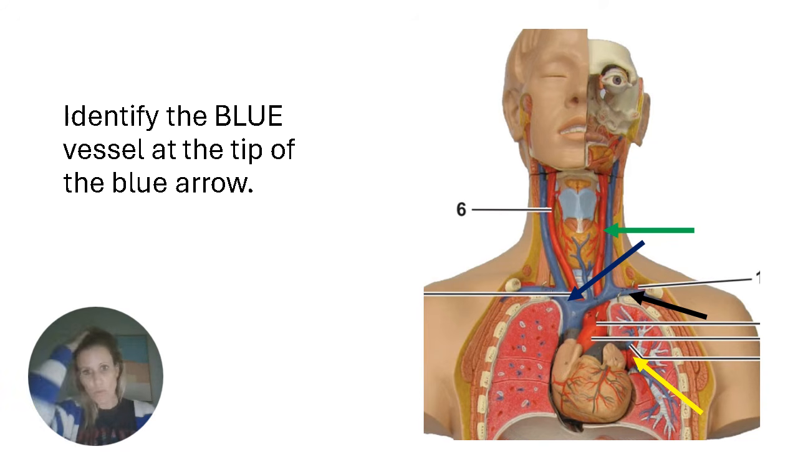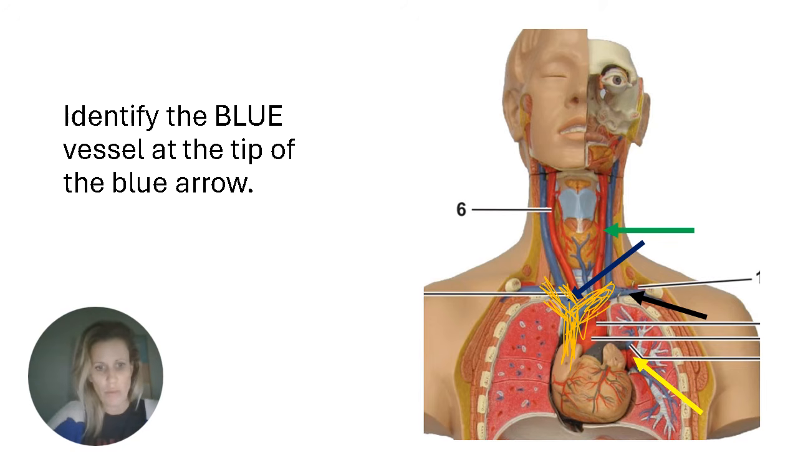The blue vessel at the tip of the blue arrow. And again, we identified this on the heart model, but we didn't identify it on the actual whole torso. The blue arrow is pointing to this vessel right here. That's one of the two vessels that merge to give us the superior vena cava. So superior vena cava, and then it's got these two that merge. Remember, those are brachiocephalic veins, and there are two of them.